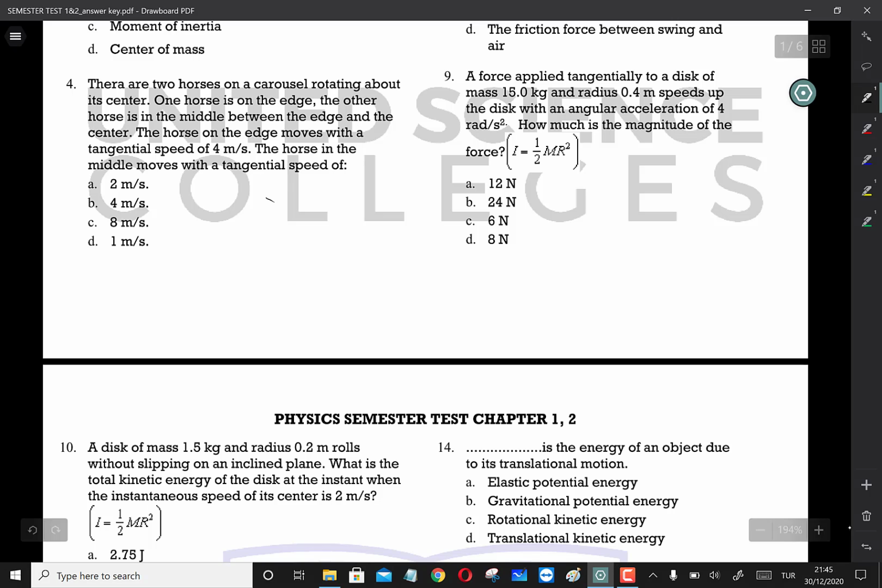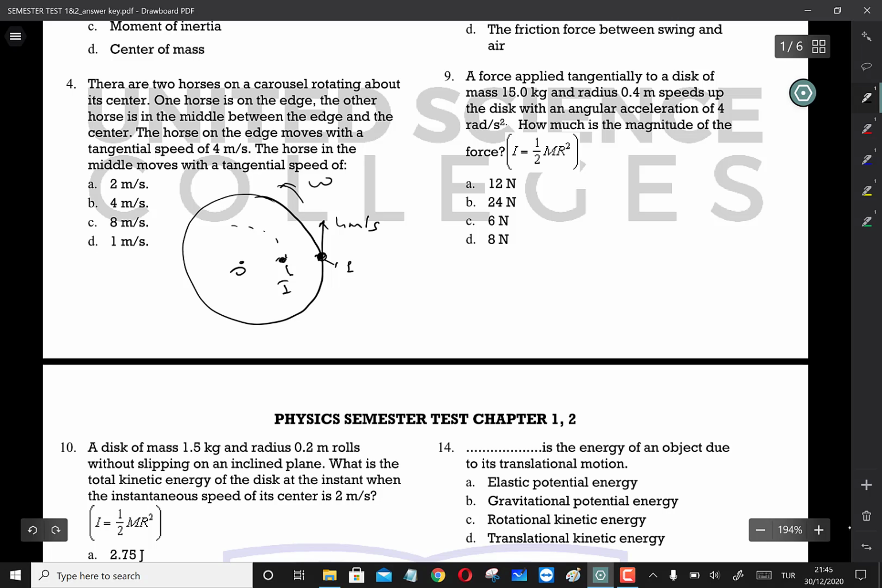So this is a carousel, and this carousel is a rigid object. It spins with the same constant angular speed for every single point. There are two horses. One horse is on the edge, and the other one is in the middle. So this is the axis of rotation. This is horse 1, the first one. This is horse 2. Horse 1 has a tangential speed of 4 meters per second.